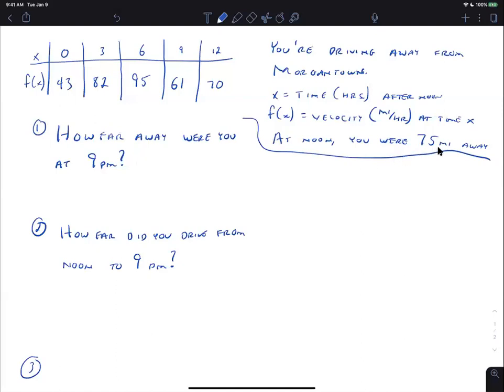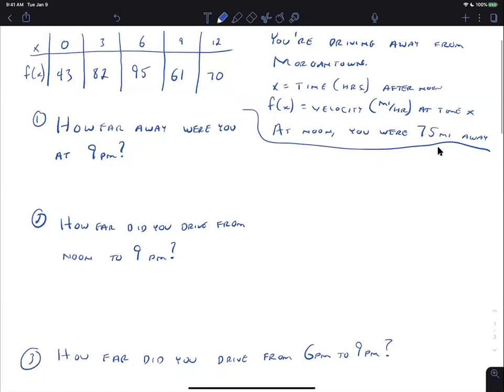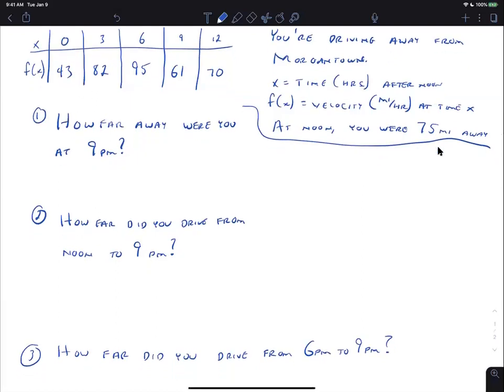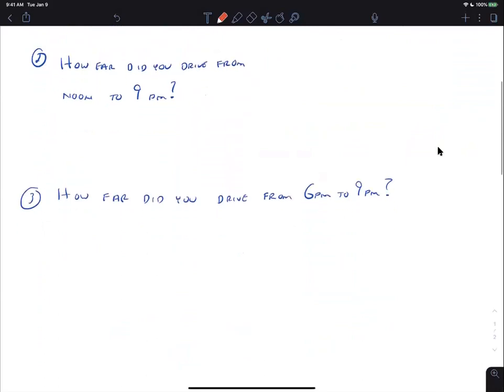So the third question, the one that I wrote to begin with, is how far did you drive from 6 to 9 p.m.? And so I want to talk about that one in detail. The only relevant part of the table is the part between 6 and 9, so I'm going to copy that down.